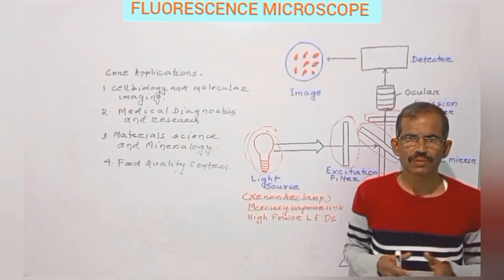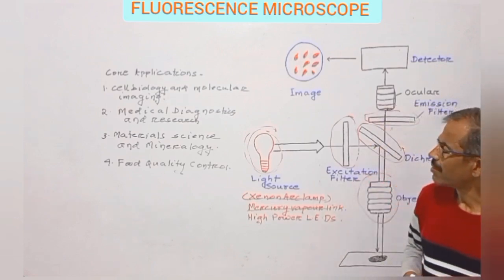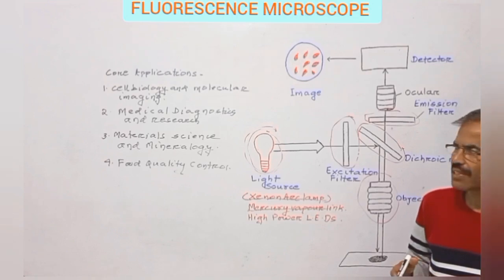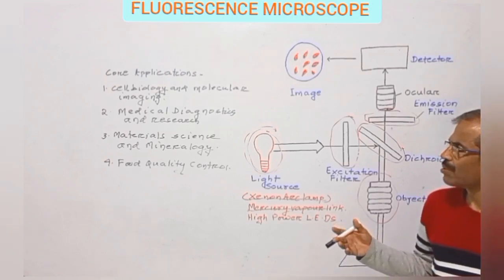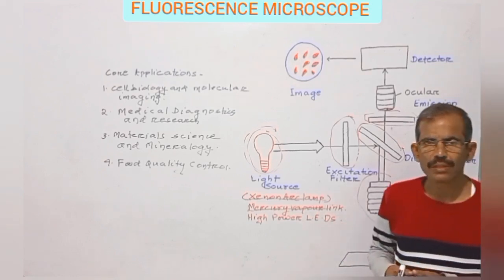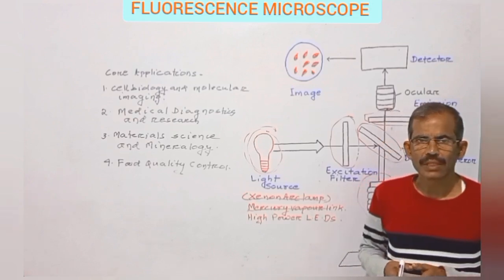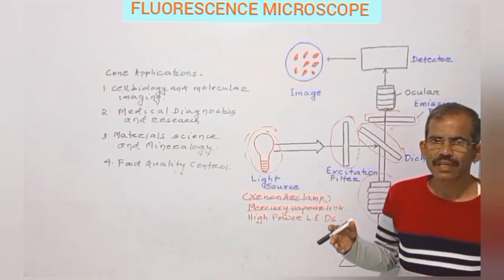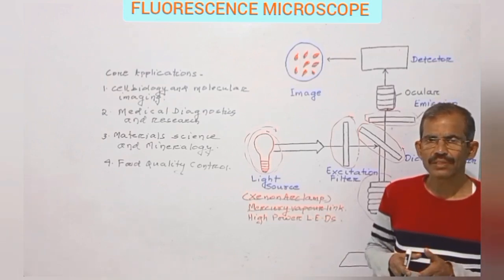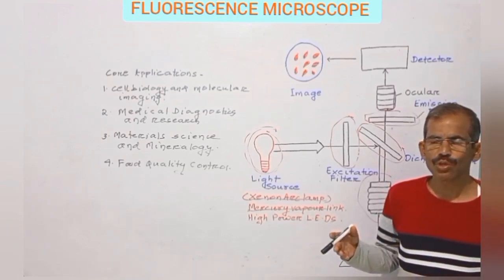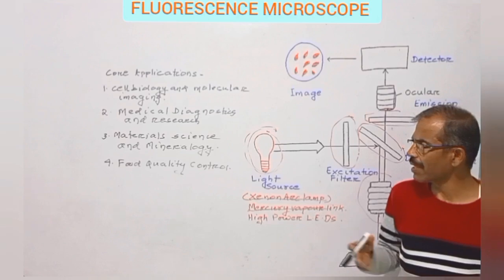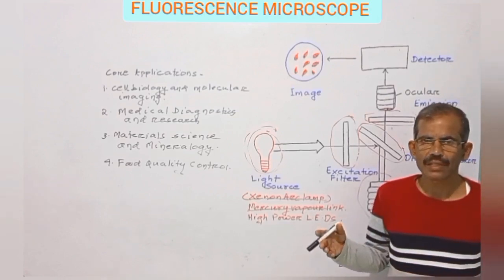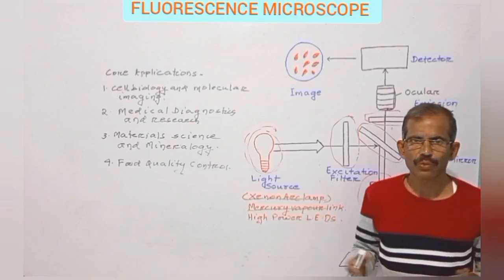Applications. Number 1. The technique of fluorescence microscopy is extensively used in cell biology and molecular imaging. Number 2. It is also highly useful in medical diagnostics and research. In addition, fluorescence microscopes are widely applicable in material science and mineralogy and also in food quality control.